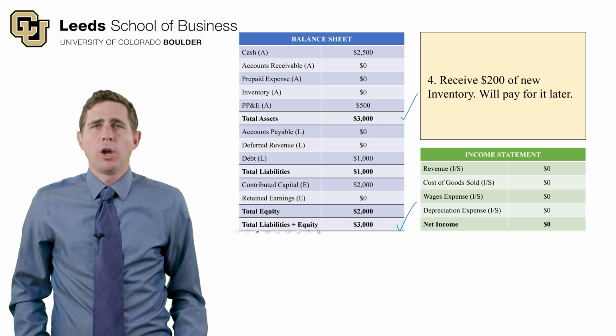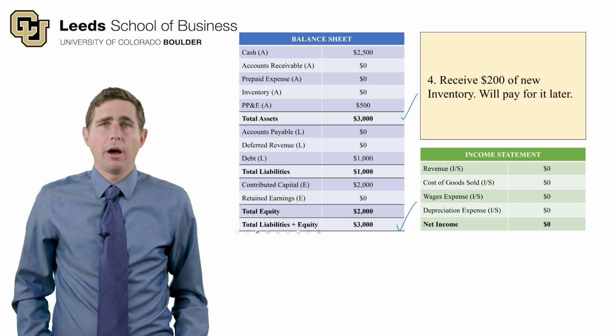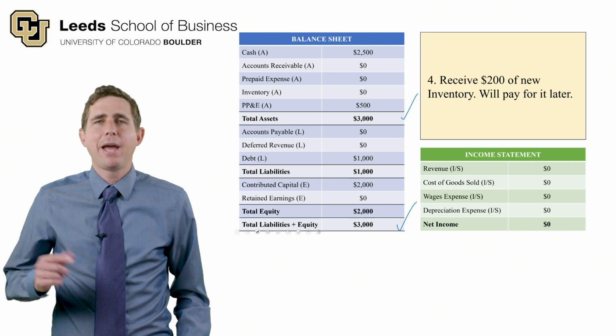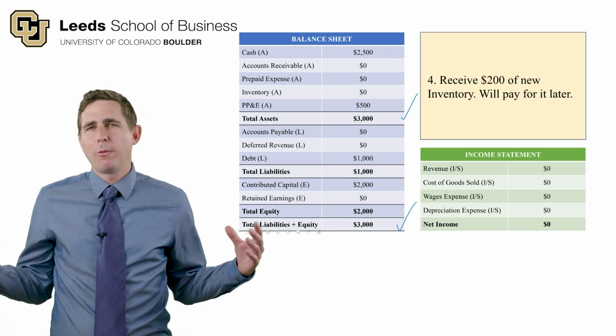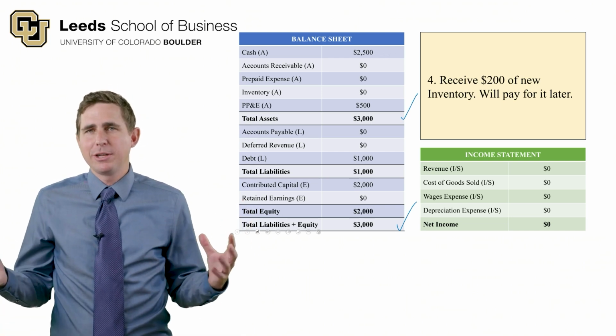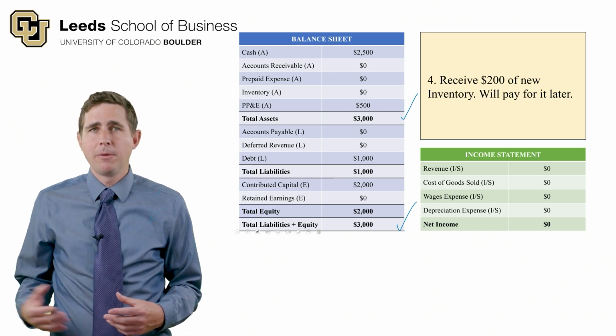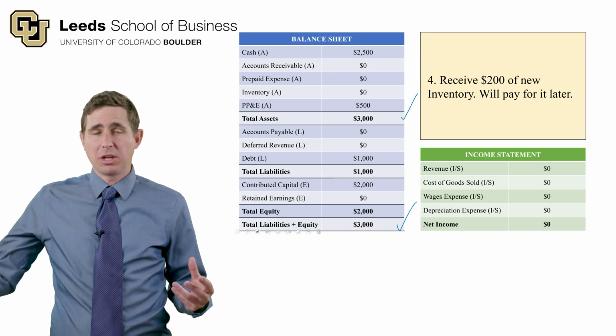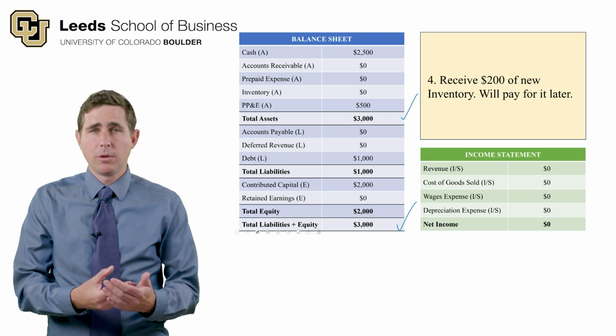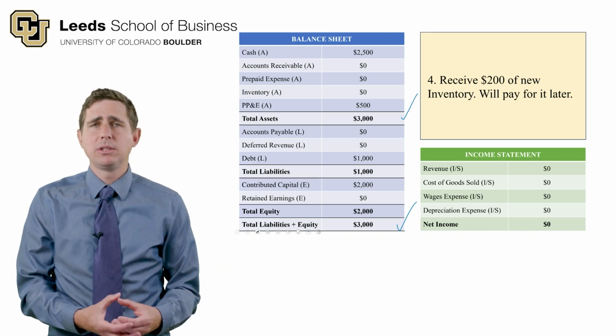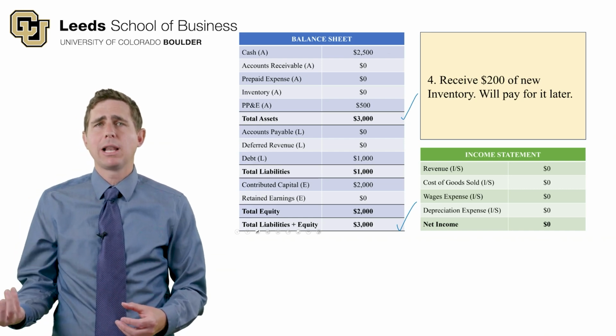Transaction number 4, we received $200 of new inventory. We'll pay for it later. So remember when Rivian got a delivery of steel and they said, we'll pay for it later? That's what's happening for our company. Someone is trusting us. They're giving us materials. We have it now. We've got the materials and we've promised to pay for it later.